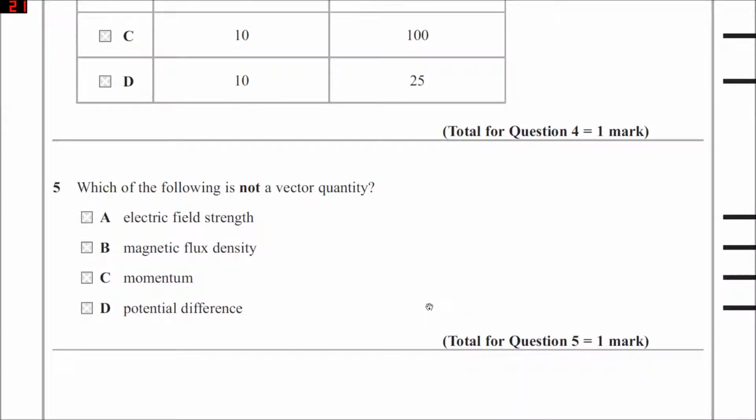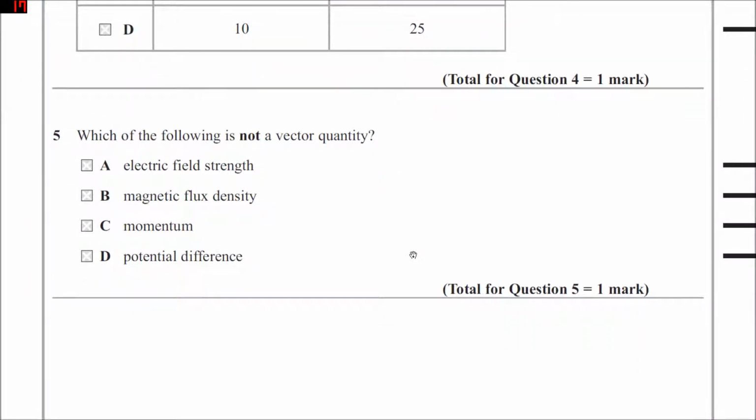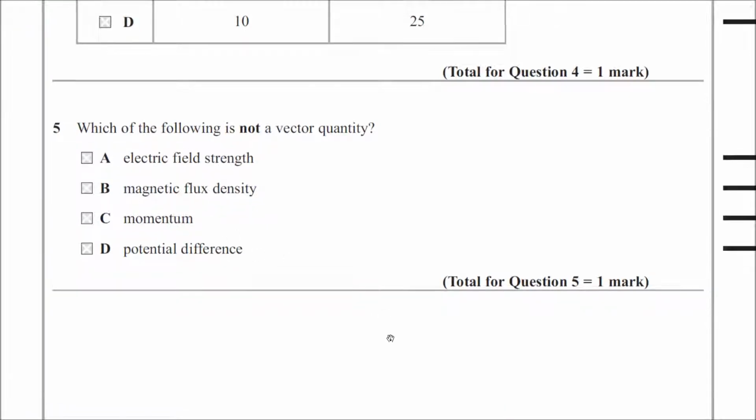Okay. Which of the following is not a vector quantity? Electric field strength is, it has a direction. Magnetic flux density. Oh, I feel like that's a scalar. It's the density of the flux. I think that's a scalar. Momentum is definitely a vector. And potential difference, I'd have said that was a scalar off the top of my head as well, even though I know it can have a direction. I guess voltage has a direction. I'm going to say I think it's magnetic flux density. That doesn't have a direction. I'm pretty sure about that. So B is my answer.